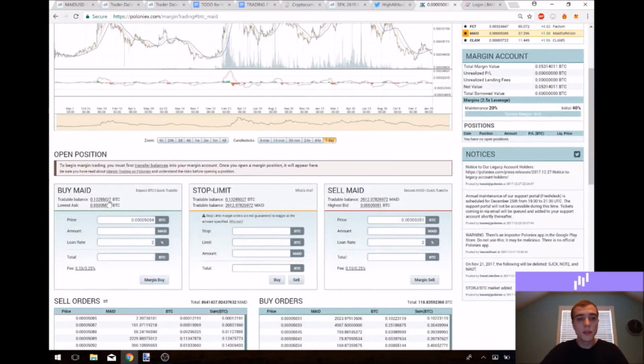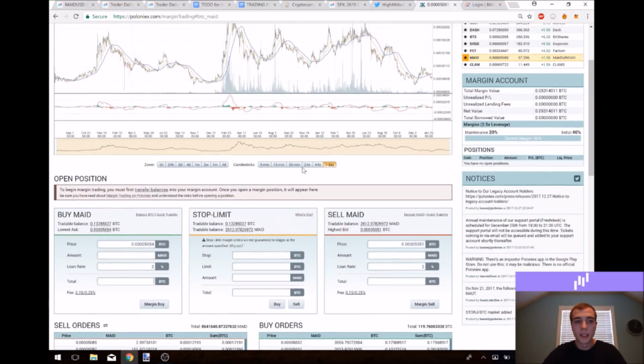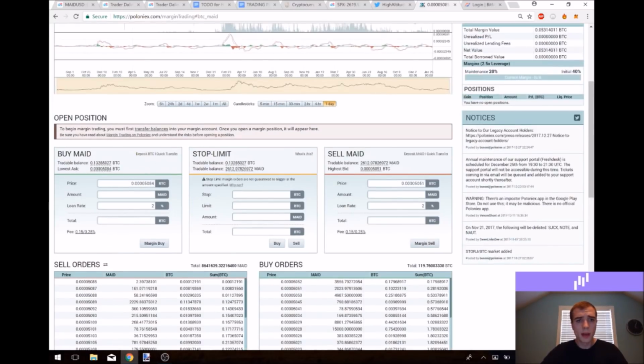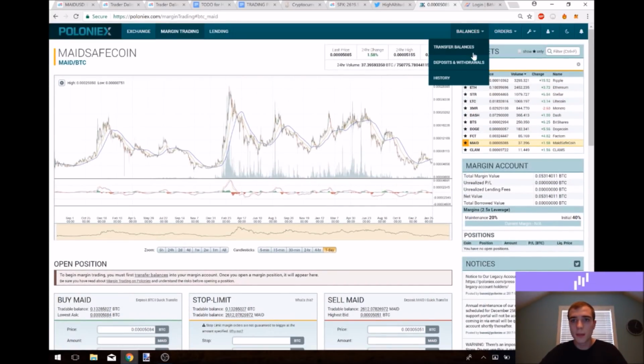I am going to use 0.02 because you have to use at least 0.02 Bitcoin on a margin position for Poloniex. So I'm going to open up a long position on Made Safe right here. And to do so, I've already transferred the money into the margin account via transfer balances. There's all these different coins that you can margin trade on here. There aren't as many margin tradable coins as there are exchange tradable coins.